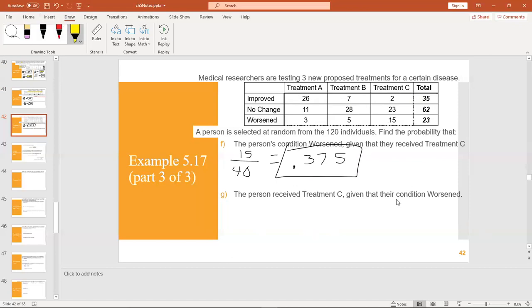Given that their condition worsened, so given that it's worse, which is this group, what's the probability they got treatment C? Well, out of a total of 23 who got worse, 15 of those 23 got treatment C. And if we find out what 15 divided by 23 is, that is not going to be a good percentage. It's about 65%. So I suppose that's not terrible, but that's not exactly good either. Treatment C seems to be doing more harm than good.